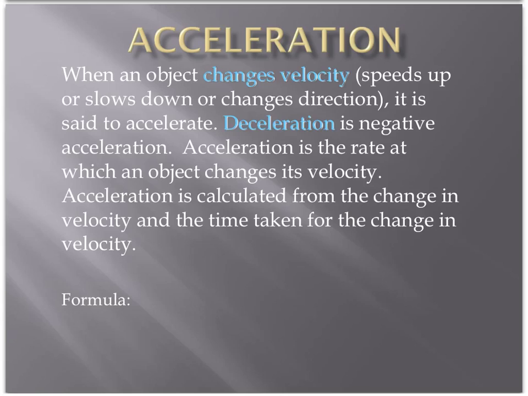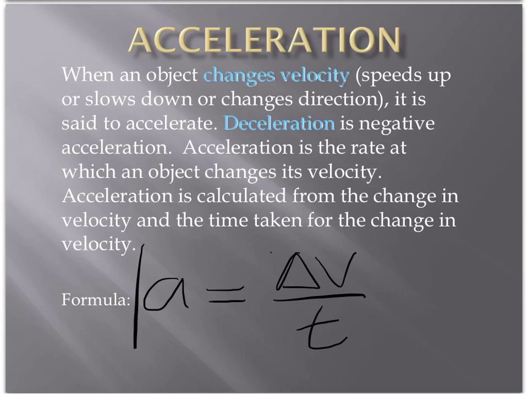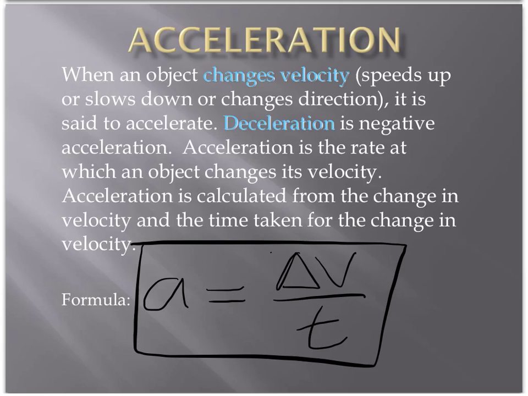Deceleration is negative acceleration. The formula now we'll write as a equals change in v over t. This triangle in the equation is the Greek letter delta, which means change in. So change in v divided by t. That is the equation for acceleration.